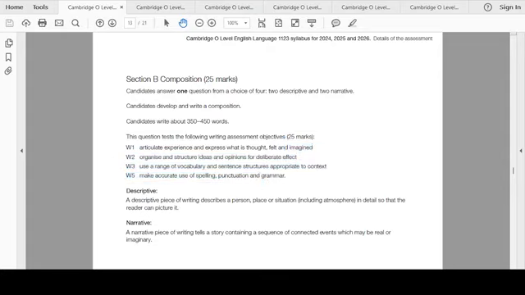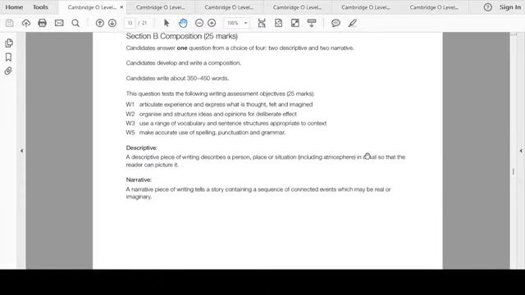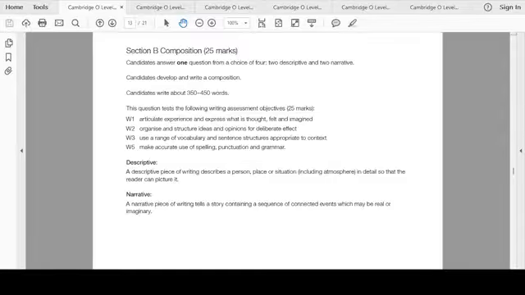Section B, the composition. You will be given four topics to write on. Two of those would be narrative, two would be descriptive, and you are to choose one and write on only one of those four.